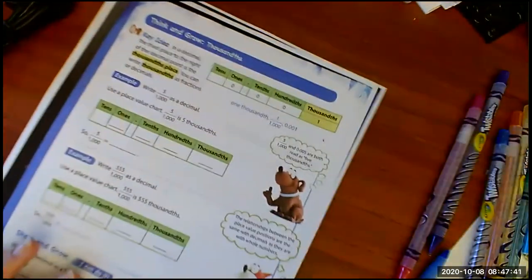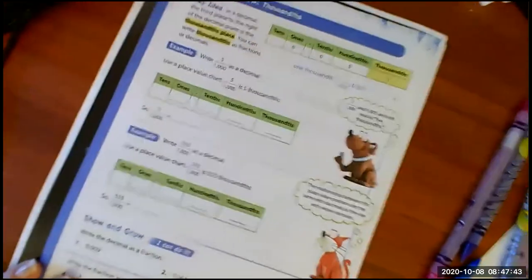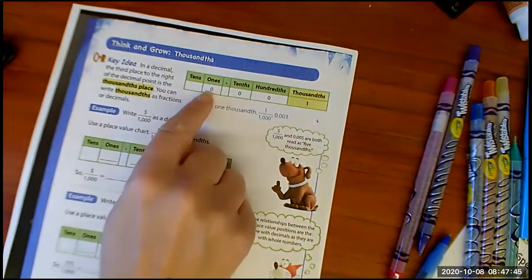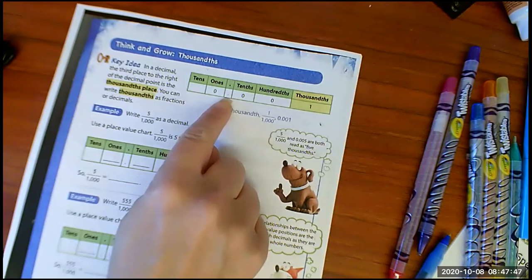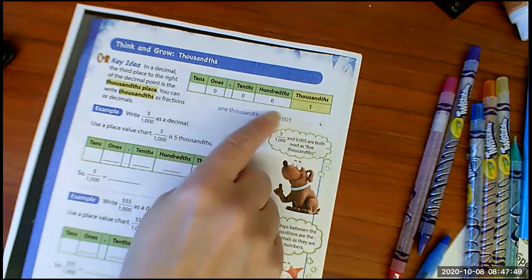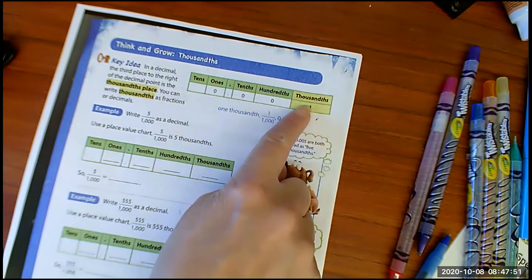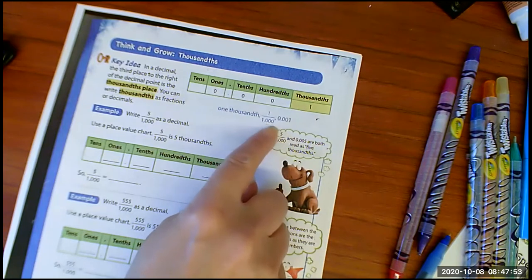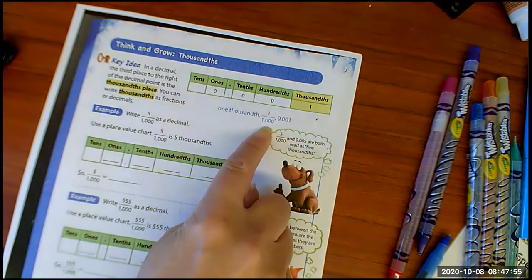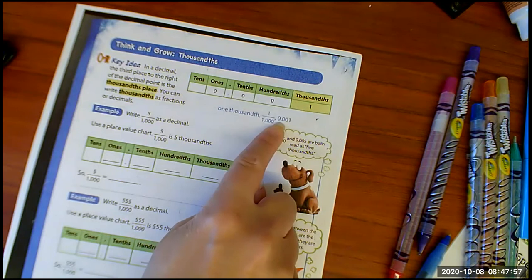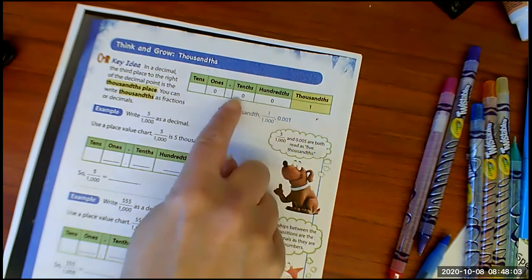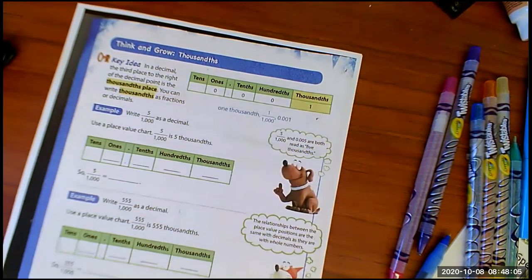Now, here is the place value chart right up here. You notice 0 ones, there's your decimal point, 0 tenths, 0 hundredths, 1 1,000th, and that's what that looks like, 1 1,000th. And that's the same as 0.001. The third place to the right, 1, 2, 3, is the thousandths place.